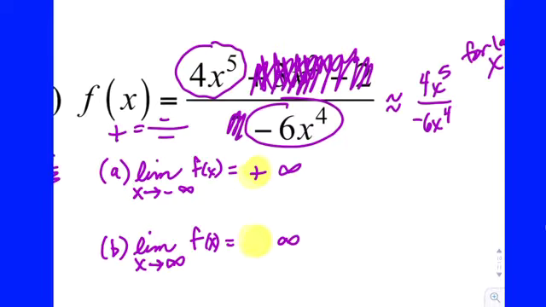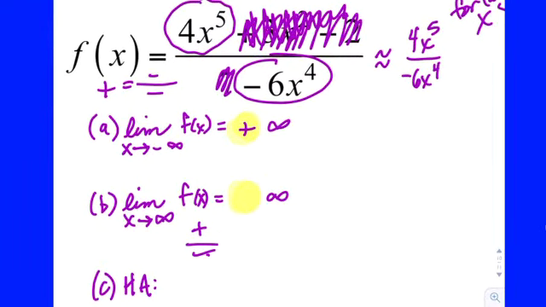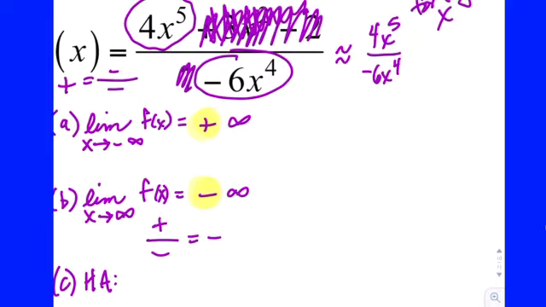That's fine. And then we do the same thing for the right. We're going to positive infinity, plug in a positive x. Positive to the fifth is positive, times 4 is positive. And then the bottom, positive to the fourth is positive, times negative 6 is negative. What's a positive divided by a negative? A negative. So as we go out to the right, we're going to negative infinity. So you know it's infinity. You can come back and get the sign that way. Or you could do it this way.